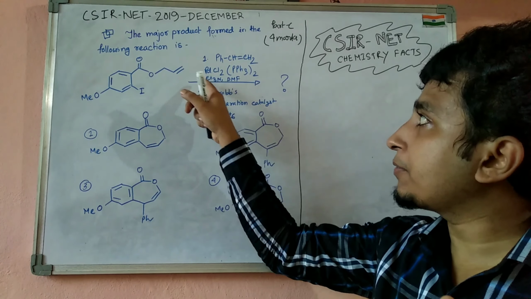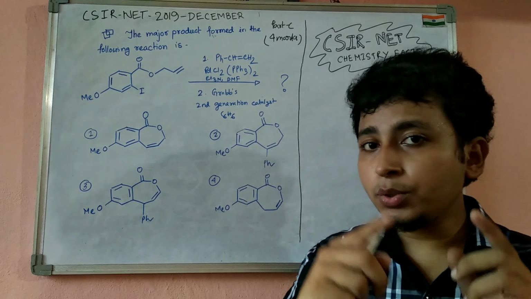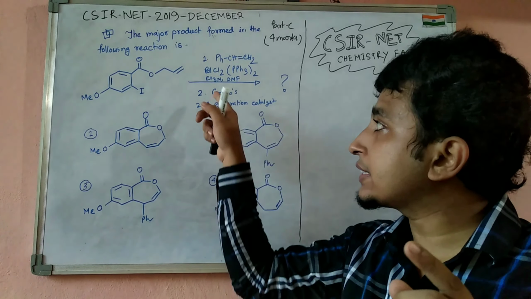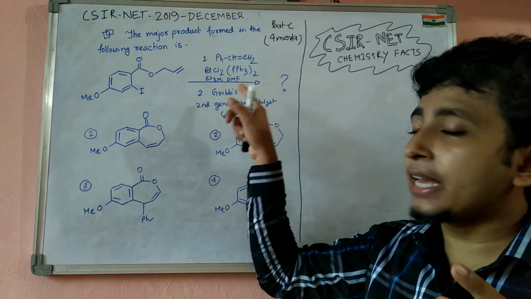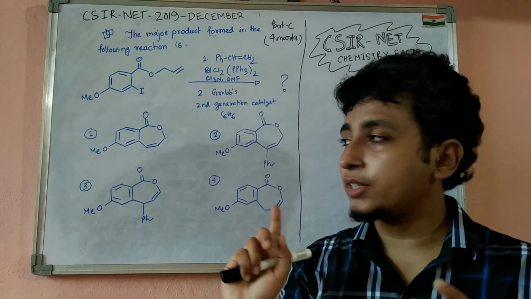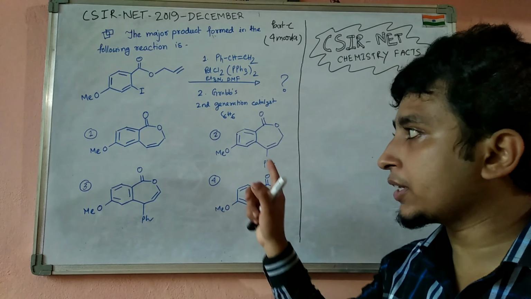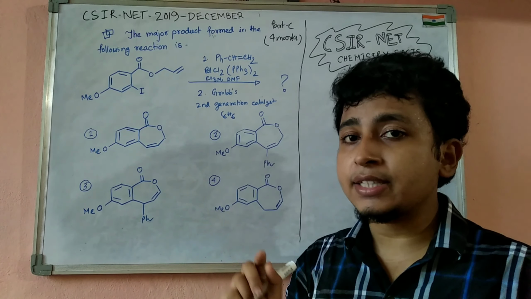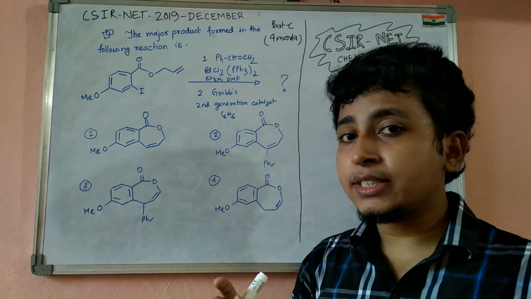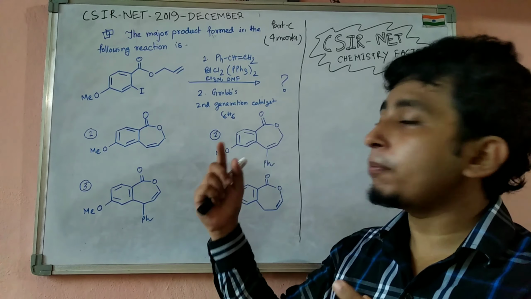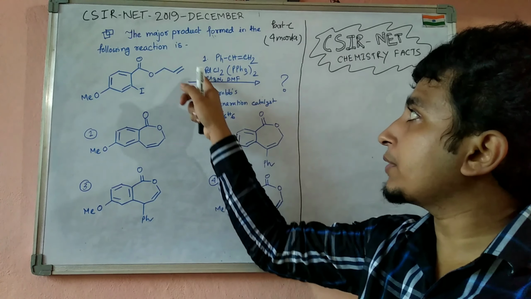And after this first step, the product will form, and that product will go for the second step. And in the second step reaction, it will form the final product. And this is the structure of the final product that is given. Which will be the correct answer we have to determine. So guys, I will go one by one. So first I will come to the first step.